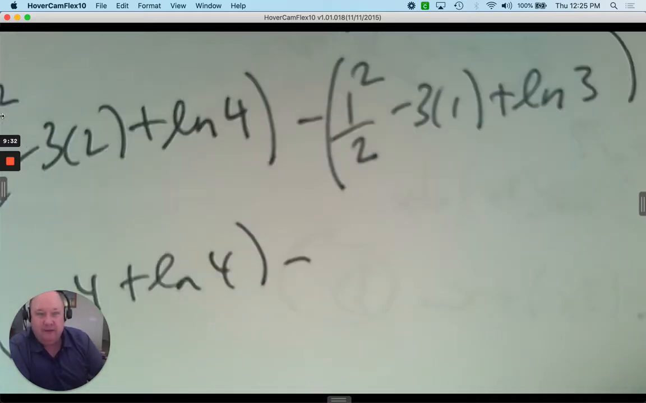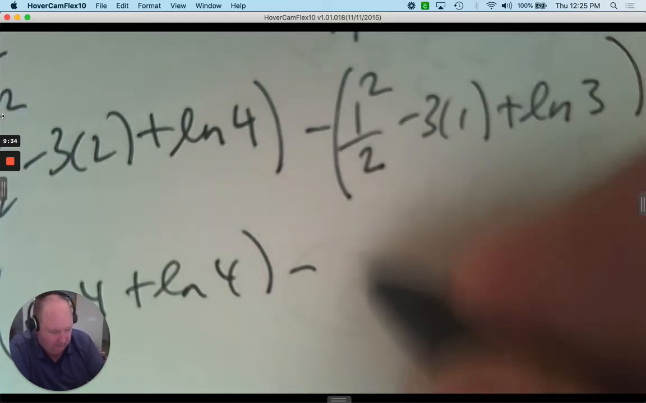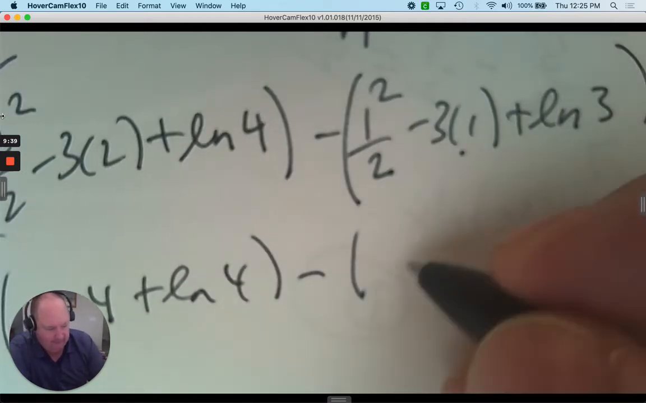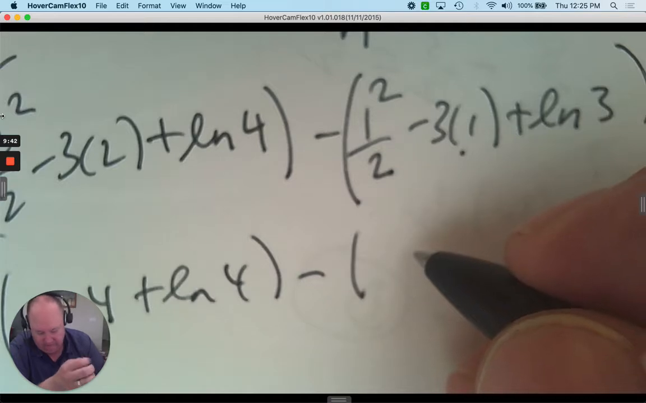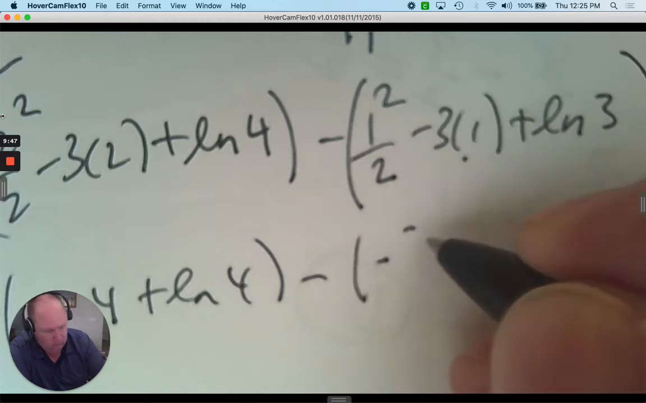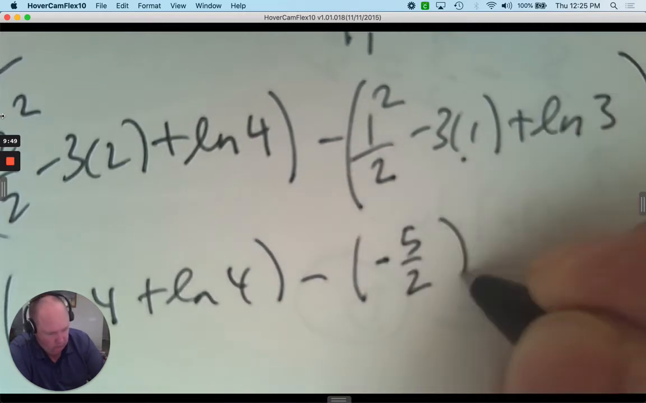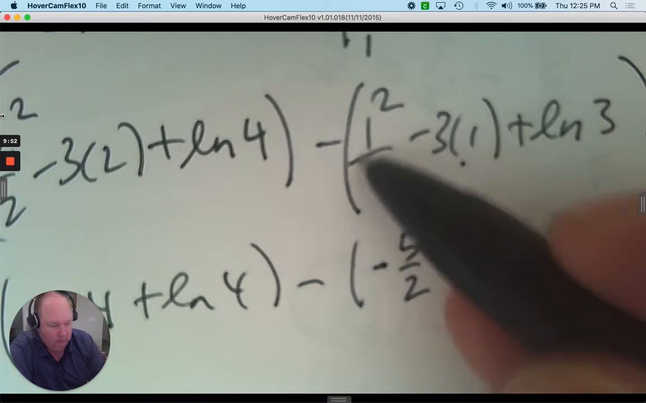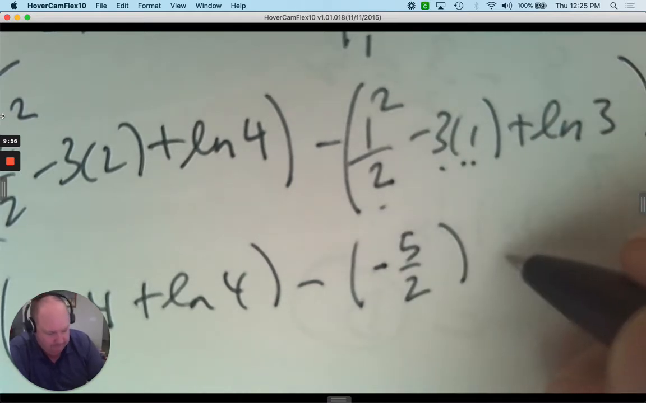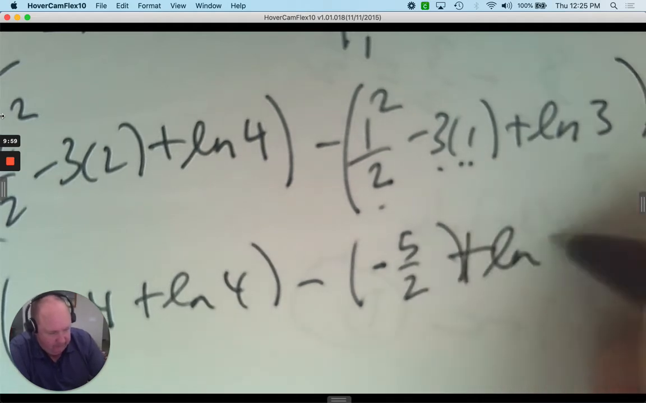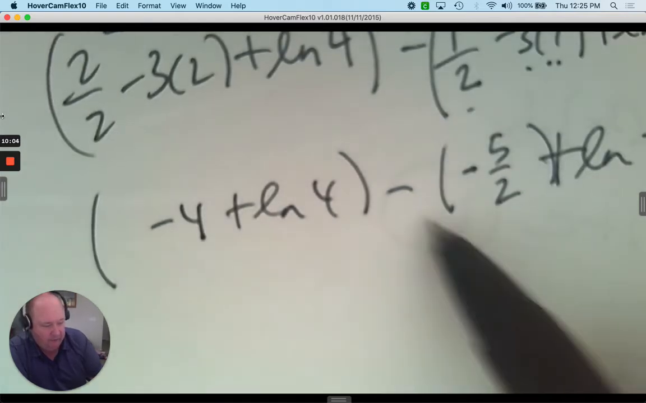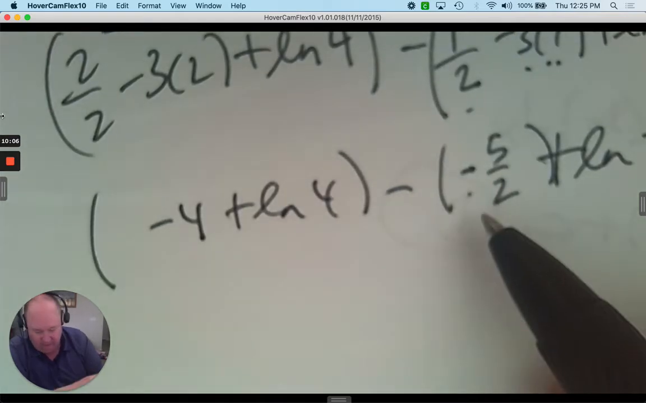For the next one, that's 1/2 take away 3. So 1/2 take away 3, that leaves me with negative 5 over 2, or 2.5. So 1/2 take away 3 is negative 2.5 or negative 5 over 2. Oops, we still have a ln 3 here. And now we're going to combine like terms. So we have negative 4 subtract a negative. So it's really negative 4.